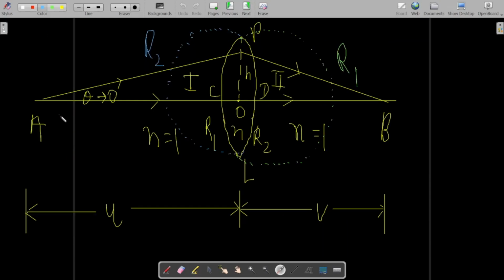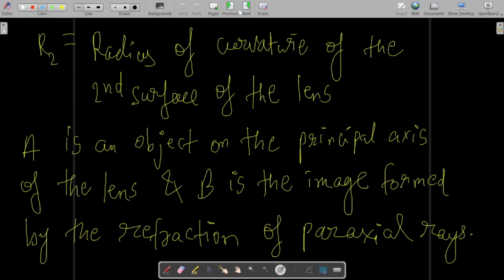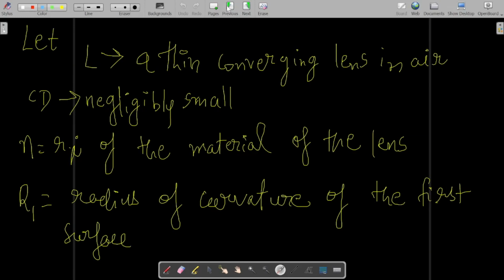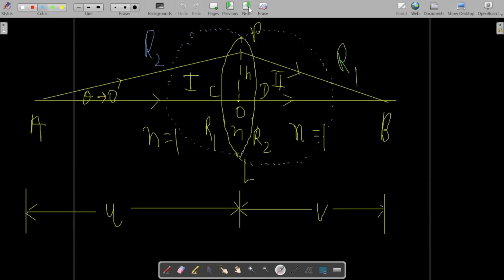Let's see. A is an object on the principal axis. What is the principal axis? It is the axis which goes straight through the center of the lens, that is the axis AB. The axis AB is basically the axis of the lens. So A is an object kept on the principal axis of the lens, over here.